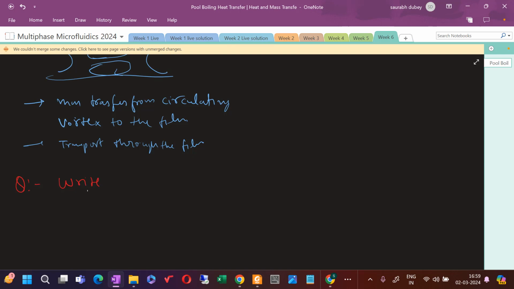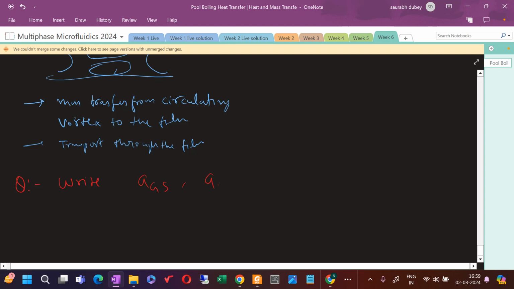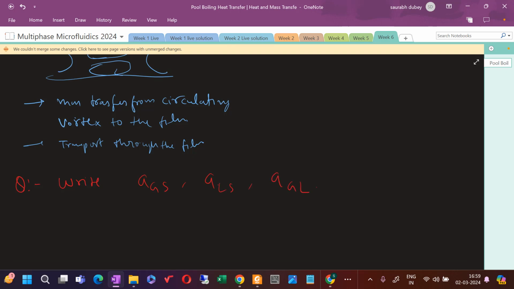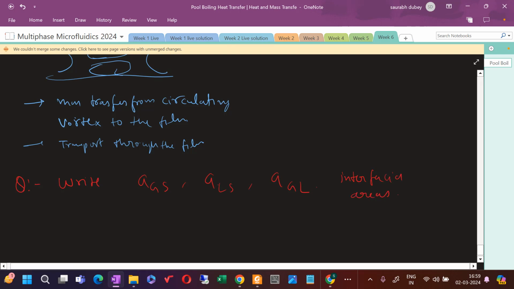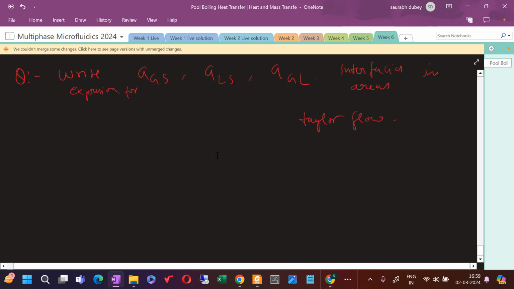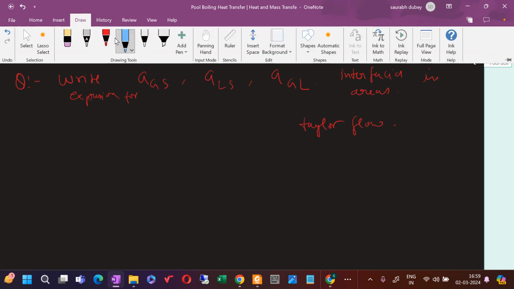In general, for the mass transfer in Taylor flow, you have to calculate the expressions for AGL, ALS, and AGS. What are these interfacial areas? Expressions in Taylor flow. If you remember how these things came into the picture, let me just do it quickly for you.